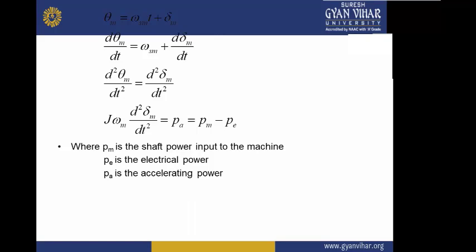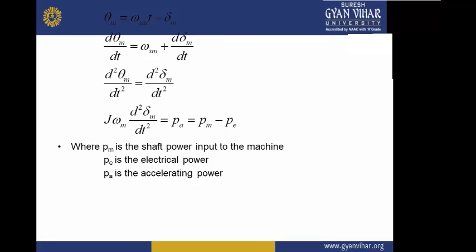Now I can differentiate with first order differentiation with respect to t. Then I will get d theta m by dt equal to omega sm plus d delta m by dt. Now again, if I differentiate with respect to time, I will get d2 theta m upon dt square equal to d2 delta m upon dt square.